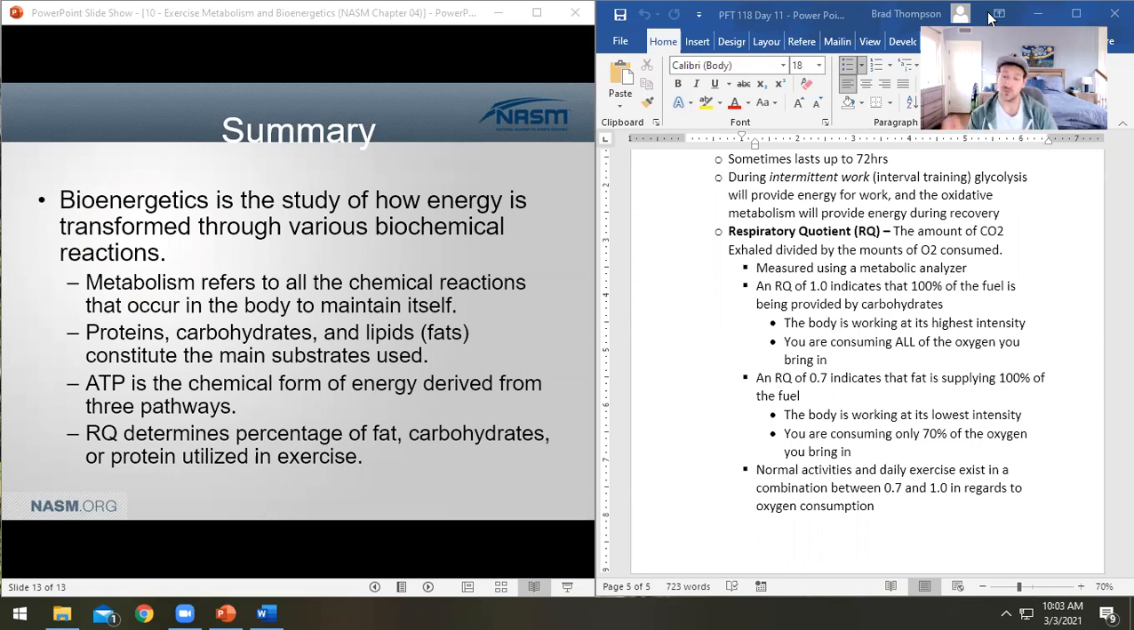We get ATP through the ATP-PC system for about 5 to 10 seconds. We get it through glycolysis for about 20 to 50 seconds, depending on who you ask. We get it through oxidative metabolism forever, essentially unlimited.